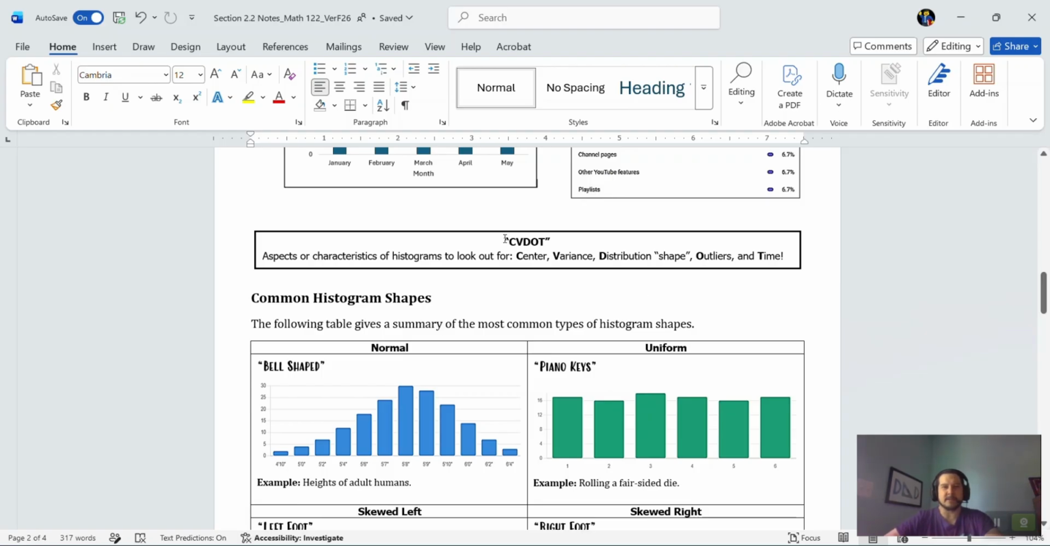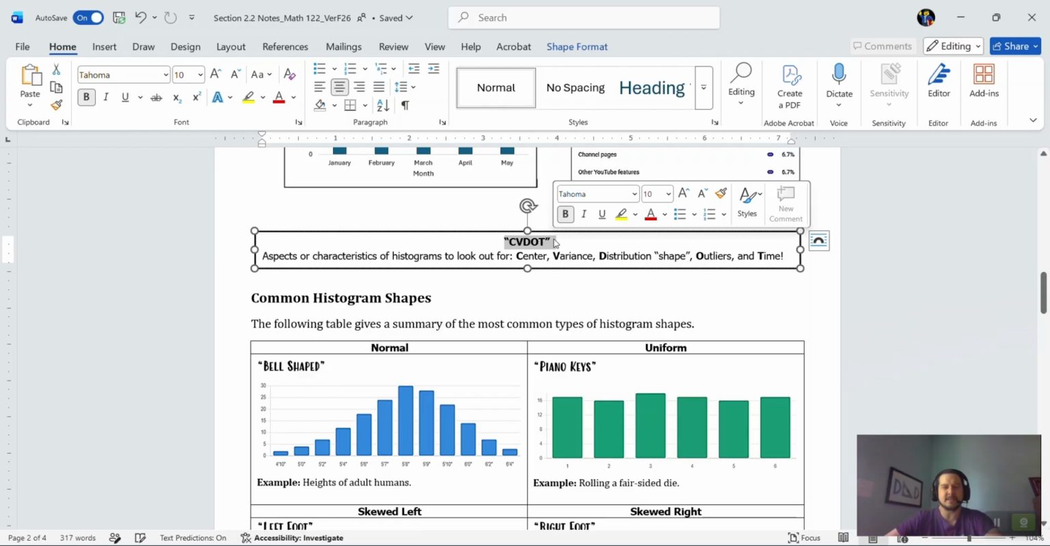This is something our author mentions in this section. It says aspects or characteristics of histograms to look out for. Now, it says here CV dot. That's an acronym for center, variance, distribution, aka shape, outliers, and time. So I think at this point we will definitely be able to understand what this means.